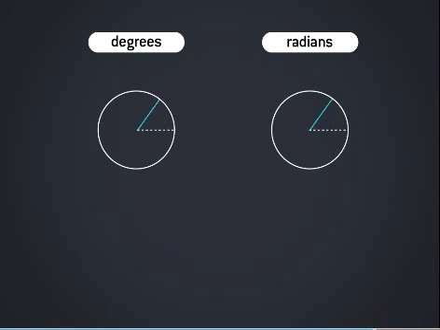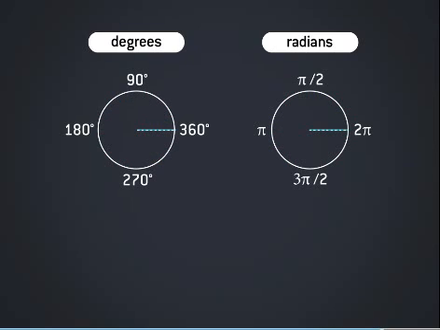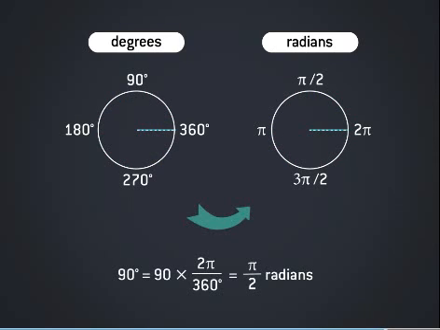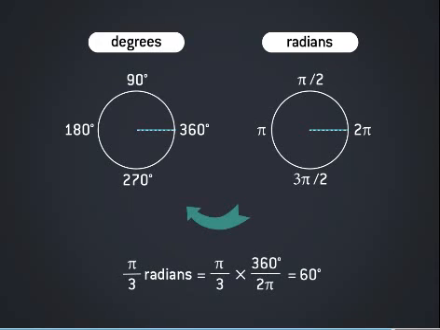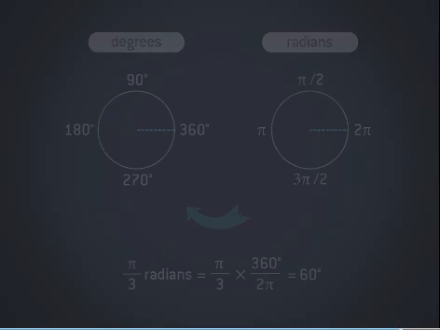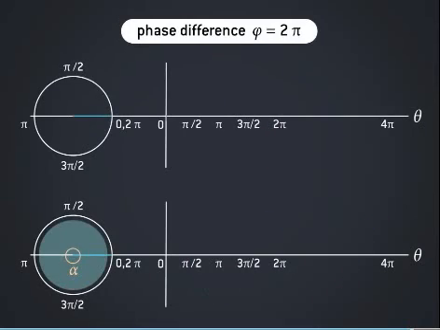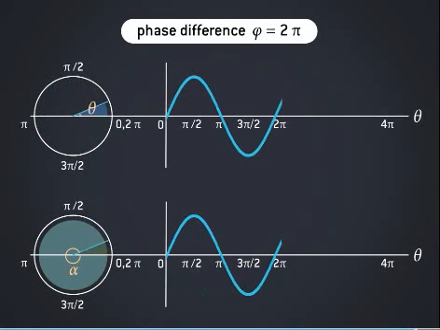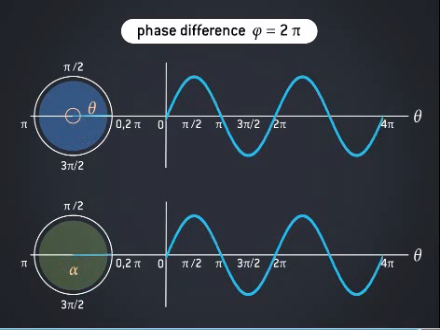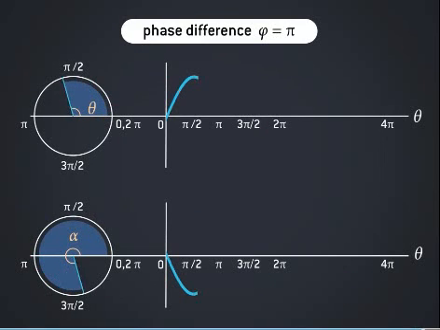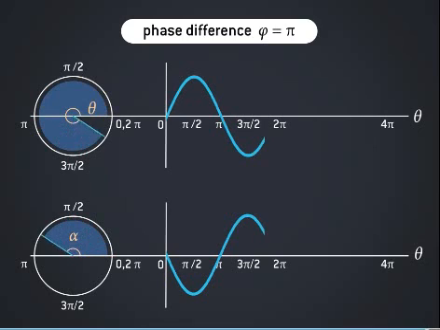Angles can be measured in radians, where 2 pi radians equals 360 degrees. To change from degrees to radians, multiply by 2 pi and divide by 360. To change from radians to degrees, multiply by 360 and divide by 2 pi. The phase difference between two sine waves of the same frequency is an angle, usually expressed in radians. Two waves are in phase if they have a phase difference of 0 or 2 pi, and exactly out of phase or in antiphase if they have a phase difference of pi radians.